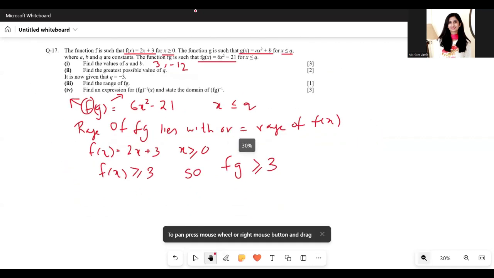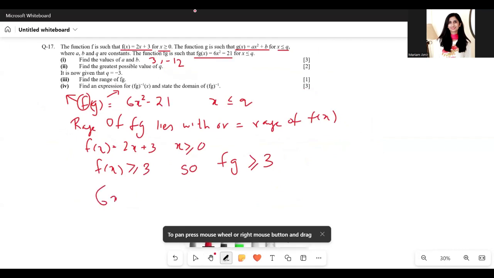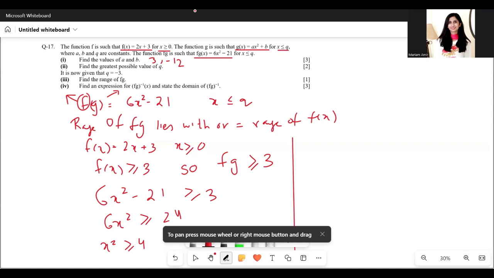This means that 6x² − 21 is also ≥ 3. So 6x² ≥ 24, x² ≥ 4. Solve this equality first. We get ±2. And since it is ≥ 4, or you may also write it as x² − 4 ≥ 0. So since it's ≥ 0, we have to write your final answer like this.